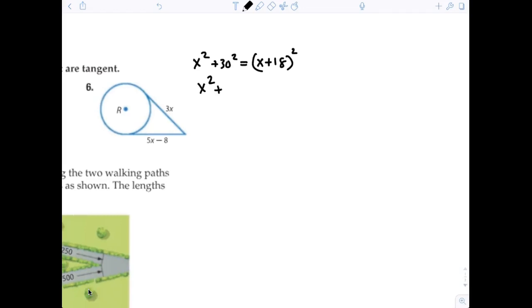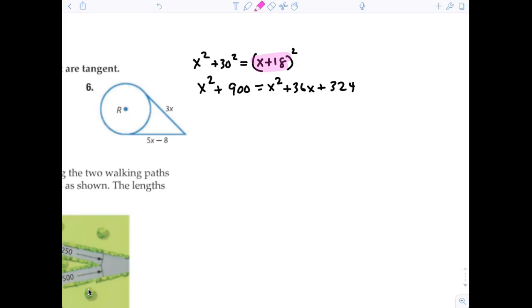All right, now let's do the math here. X squared plus 900 is equal to x squared plus 36x plus 324. Now when you square a binomial, I want everybody to listen up here, because you have entrance exams possibly coming up soon, and you need to be reviewing all of this math. I don't want anybody to have to start over in Algebra 1. So everybody needs to look at x plus 18.